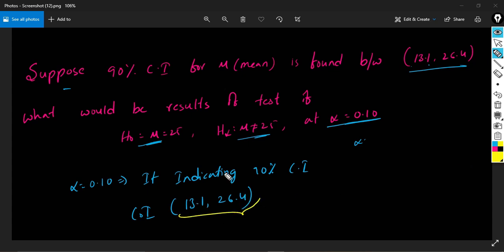Between this range we have the value of the mean. That means we will accept the null hypothesis. If the value does not lie between this range, at that time we reject the null hypothesis and accept the alternative hypothesis. That is all about hypothesis testing.